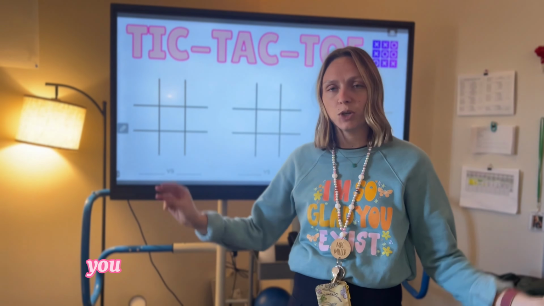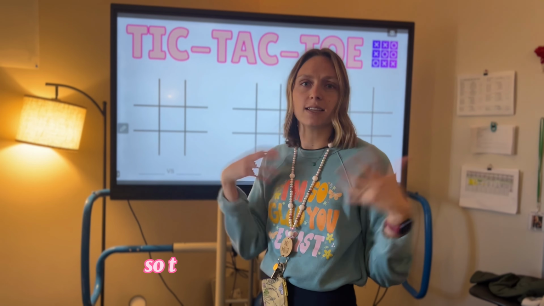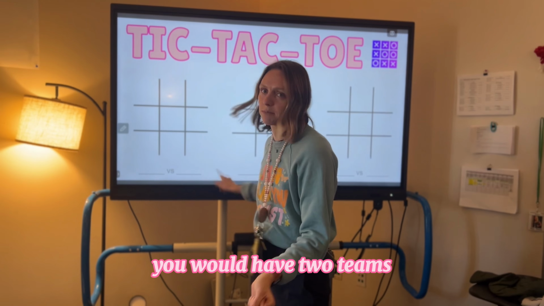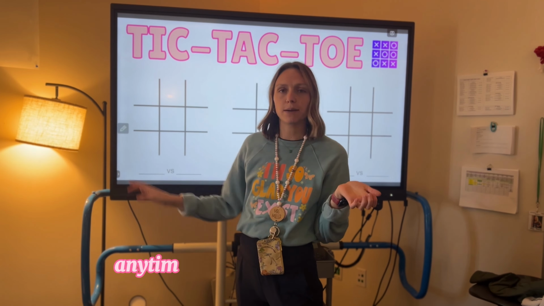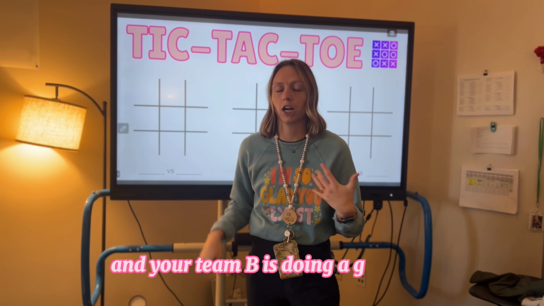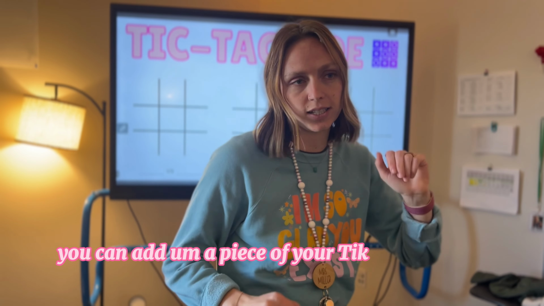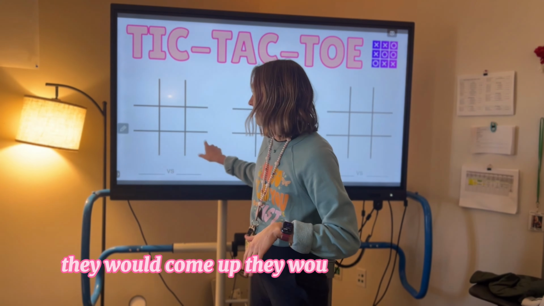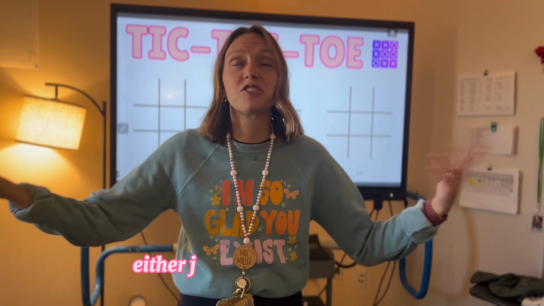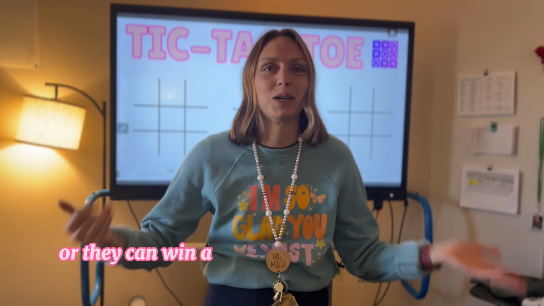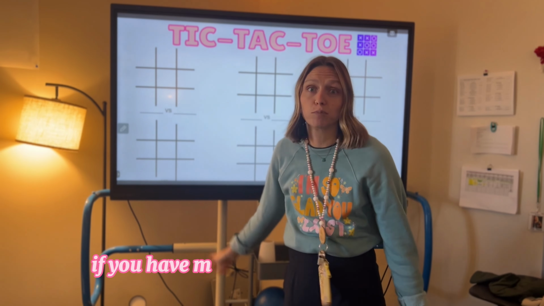Tic Tac Toe. You would add this onto any content area. So students are doing an activity, say they're doing a worksheet, you would have two teams. I would have them name themselves Team A, Team B. They're going against each other. Anytime a student from either Team A or Team B is doing a great job, you can go up to them and say, hey, you can add a piece to your Tic Tac Toe board. They would come up, add something, and then keep track of their points at the end. Whichever team wins either just wins bragging rights, or they can win a prize if you want them to. There's also a larger one if you have more teams or more students.